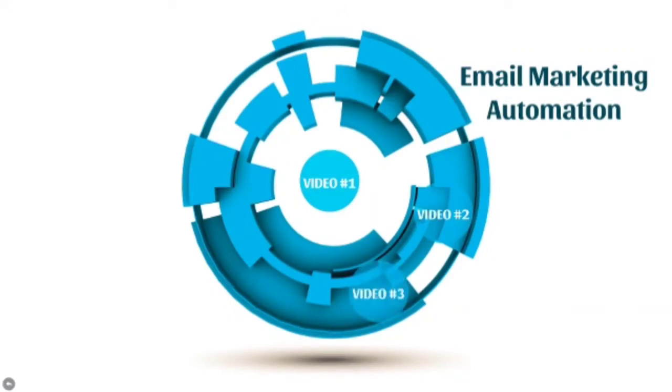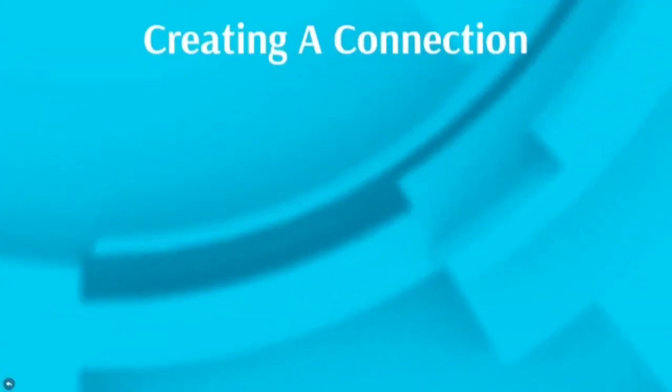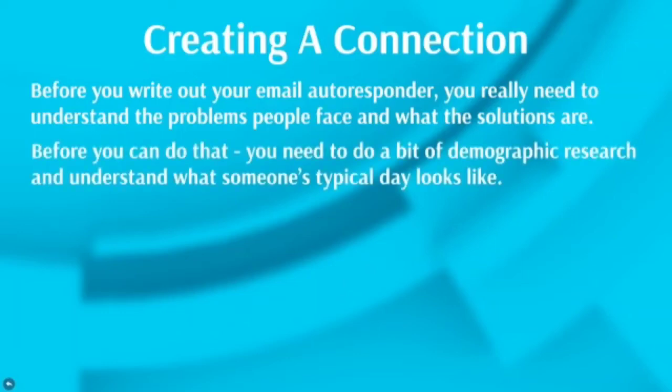Okay, so welcome back. This is video number 3, and we're going to dive straight in and talk about creating a connection. You kind of got a sneak peek preview of a little bit about trying to create a connection in the previous video. But before we write out your email autoresponder and of course jump into the technical setup, you really need to understand people's problems, what they face, and what the solutions are. So what I'm going to do in this particular video is to help you figure that out and help you solidify what that really looks like.